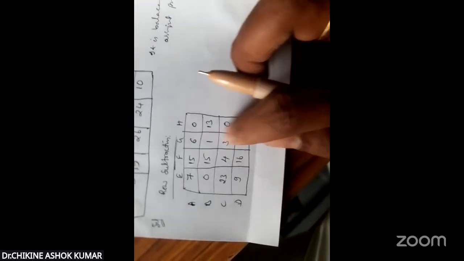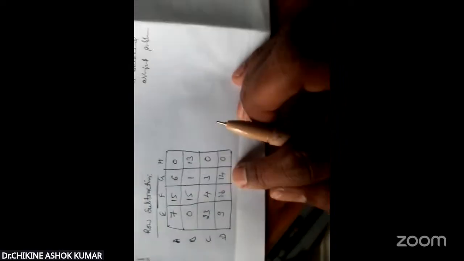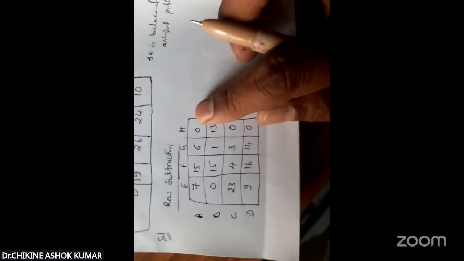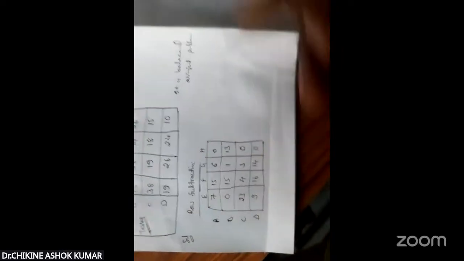Subtract this 1 from the remaining elements. 6 minus 1, 5. 1 minus 1, 0. 3 minus 1, 2. 14 minus 1, 13. And in the last column, we have 0 as the least. So if you subtract 0 from the remaining elements, we will get the same column: 0, 13, 0, 0. Okay.